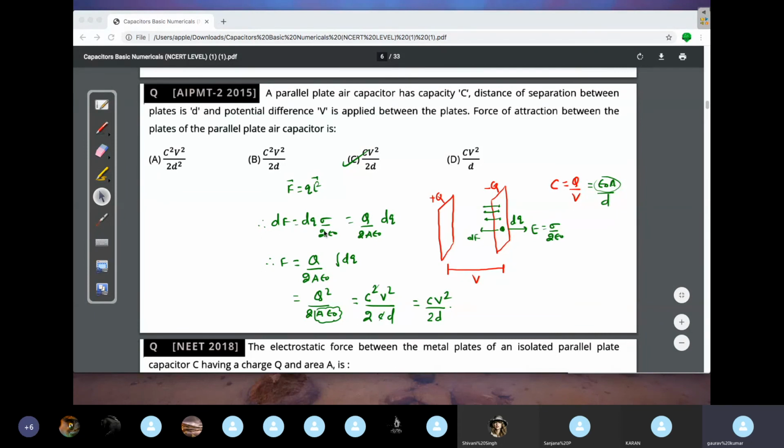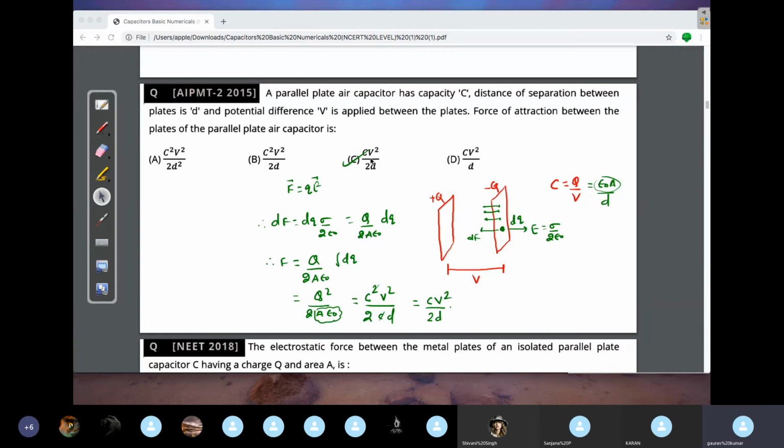What is the value of this? You will have dq multiplied by E, where E is sigma by 2 epsilon, and sigma is Q by A. Now you have taken only one dq, but like this you will have infinitely many dq. If you add all the forces, integration of this gives Q square by 2 epsilon naught A. But we have to write the answer in terms of C and V. Q is always C into V, so I can have C square V square. Epsilon naught A is C into d. One C will cancel, so this is the answer for the question.